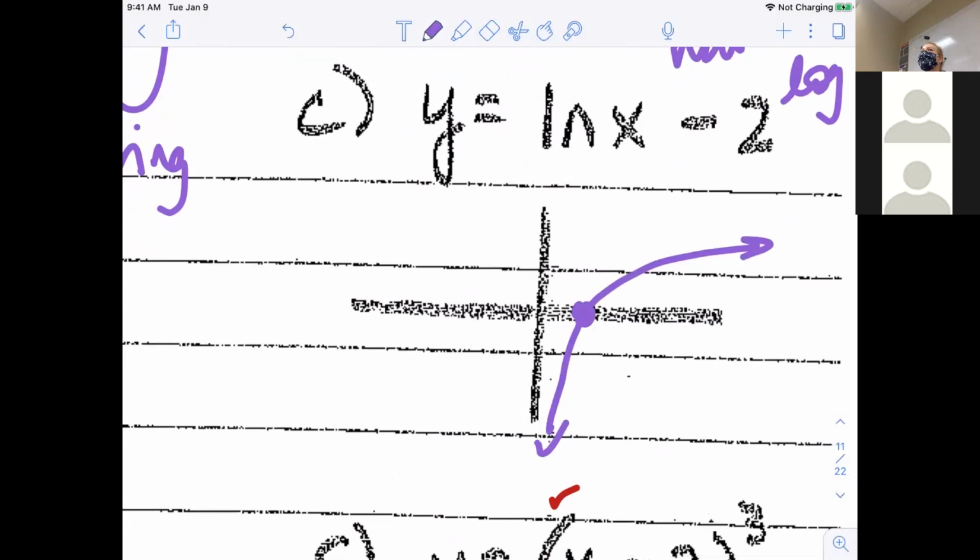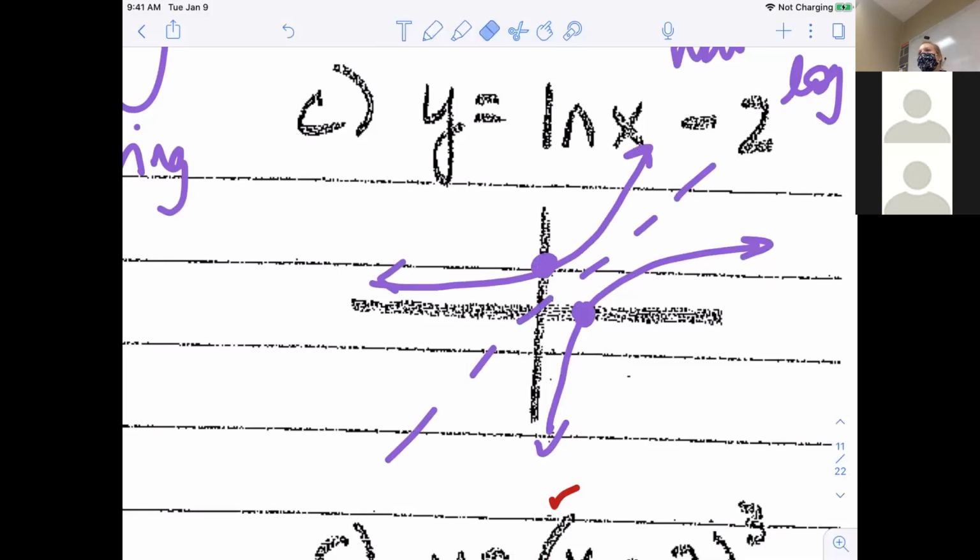Now we're going to do a whole unit on logs and exponentials, but logs and exponential functions are inverses of each other. And so the exponential one goes through 0, 1, and it looks like this. So they're symmetrical about the line y equals x. That's kind of a cool thing. We just flip it.